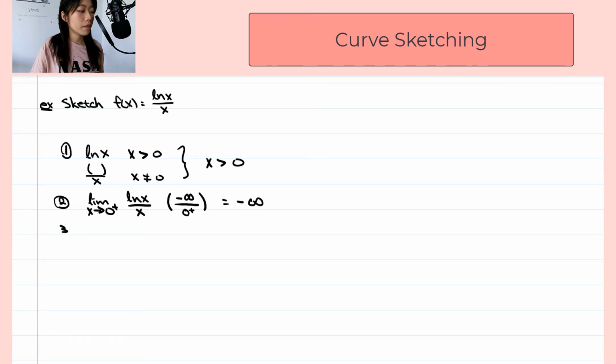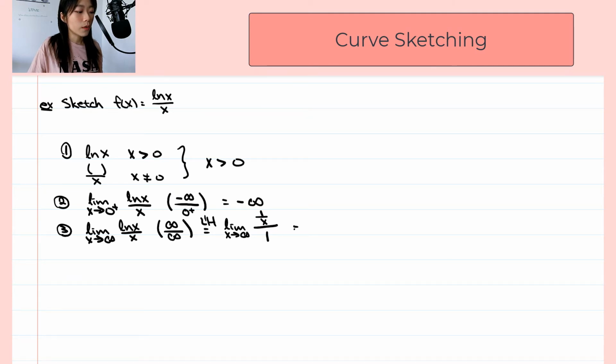And then the third step, let's find whether the function has a horizontal asymptote. So we'll need to find the limit as x approaches infinity. If we use the cheating rule, we'll get positive infinity over positive infinity. So let's use L'Hopital's rule. Limit as x approaches infinity, derivative of ln x is 1 over x, and derivative of x is 1. So we are left with the limit as x approaches infinity of 1 over x.